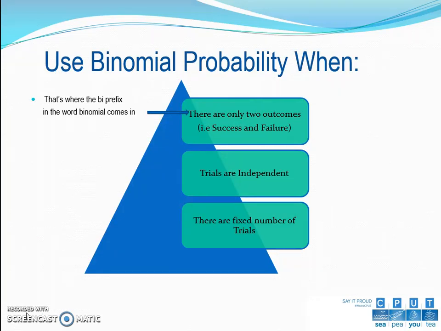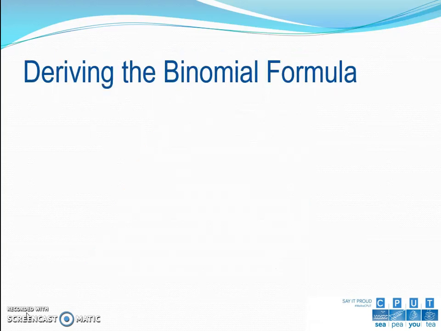Now, when do you use binomial probability? You use it when there are only 2 outcomes, that is success or failure, and that is why we have the bi prefix in the word binomial. You also use a binomial when your trials are independent. By that we mean that the outcome of one trial is not dependent on the outcome of another trial. You also use it when there are a fixed number of trials, meaning that you have your experiment with replacement.